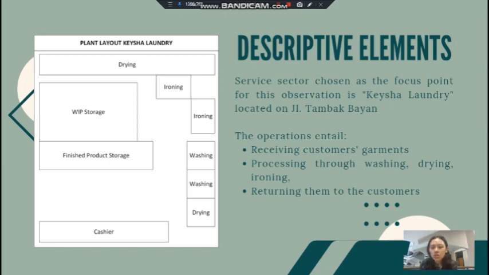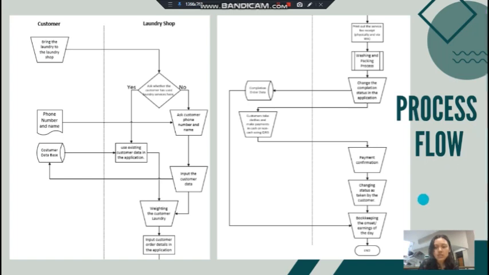So in this Kesha Laundry, the operation entails, first, receiving customer garments by the cashier, and second, processing through washing, drying, ironing by the operator, and then returning them to the customer once again by the cashier. So next is the process flow that happens in the Kesha Laundry.